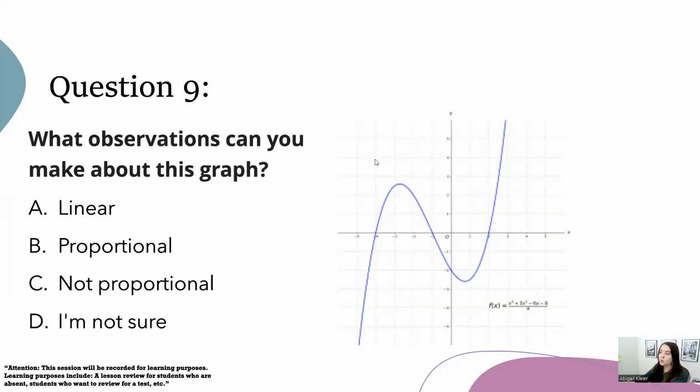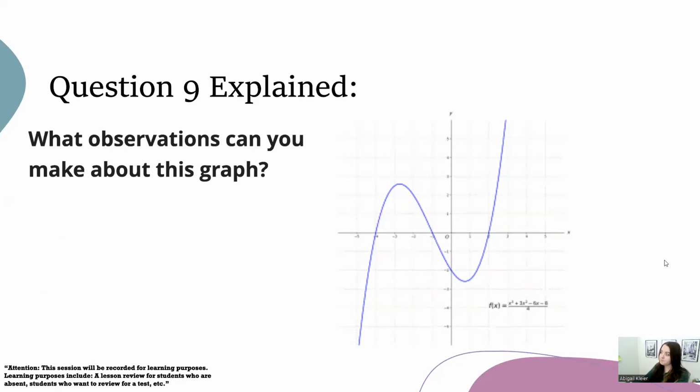Question 9 is asking us what observations we can make about the graph. This graph clearly has a couple of bends in it and it does not pass through the origin. So we would classify question number 9, this graph, as not proportional. So for question number 9, you are going to be given a graph and you are going to have to use your knowledge of proportional equations to classify what the graph is.